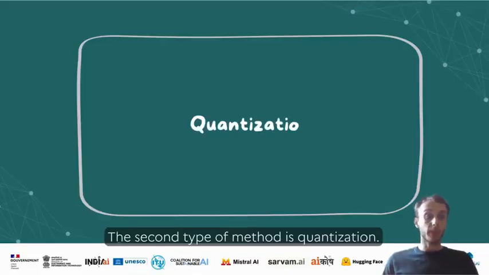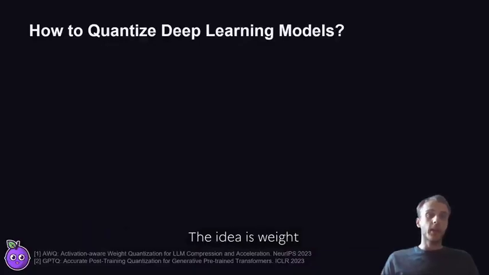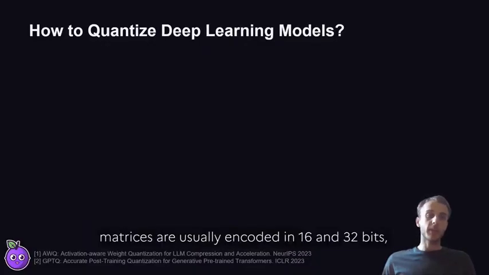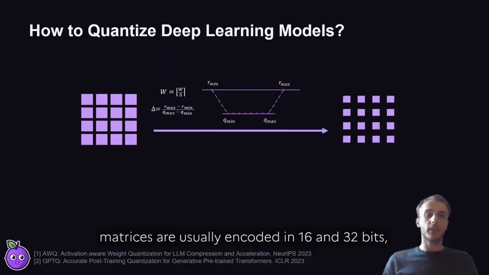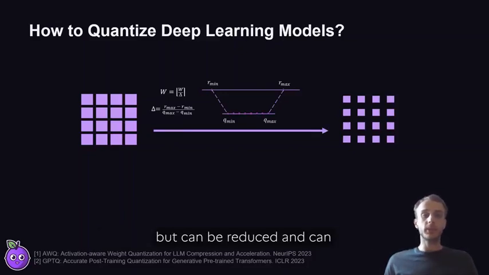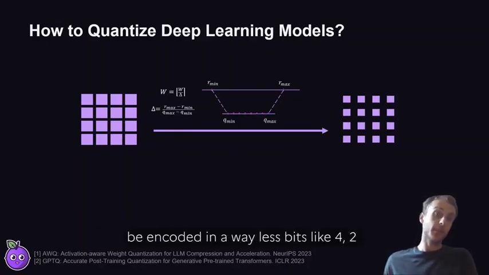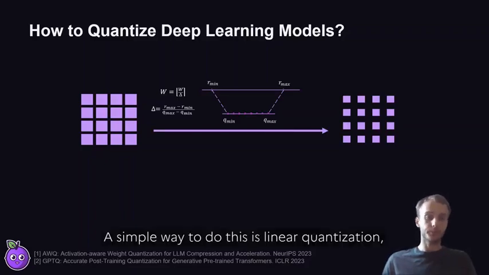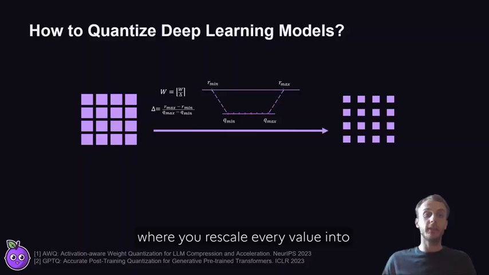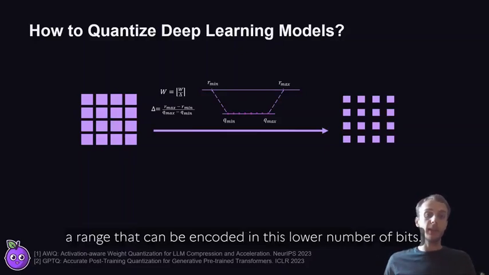The second type of method is quantization. The idea is that weight matrices are usually encoded in 16 or 32 bits, but can be reduced and encoded in way fewer bits, like 4 or 2 bits. A simple way to do this is linear quantization, where you rescale every value into a range that can be encoded in this lower number of bits.